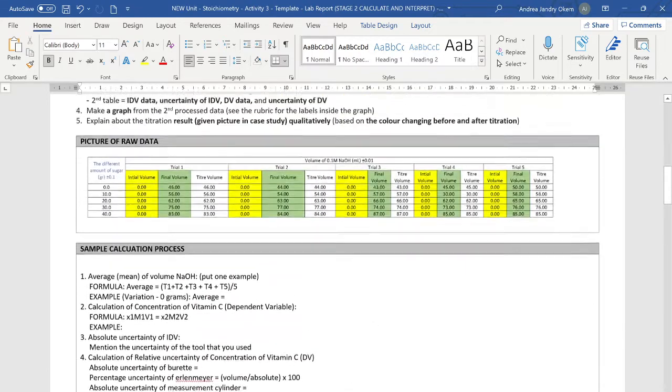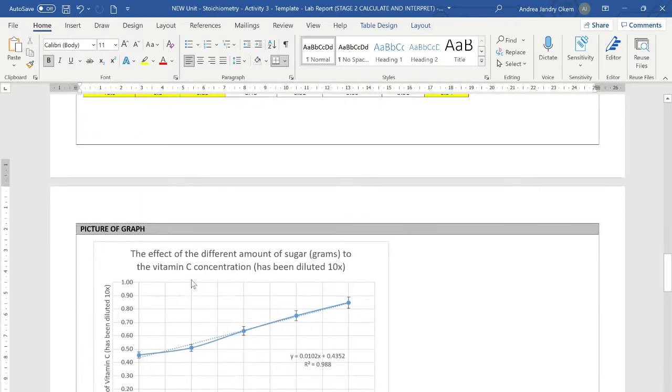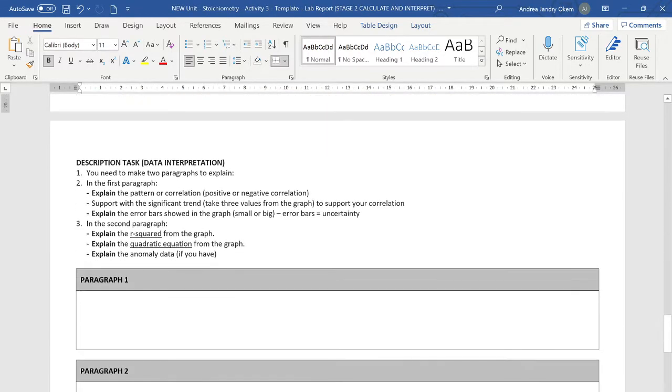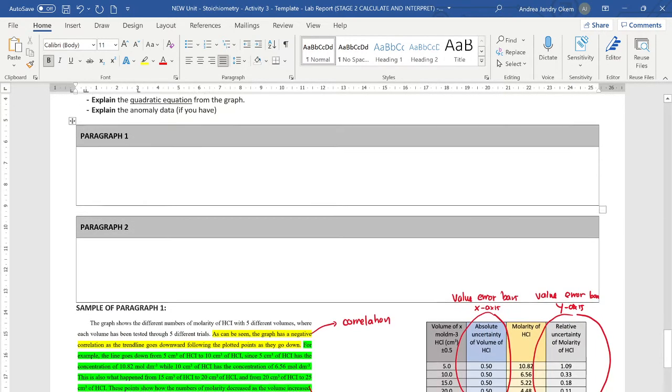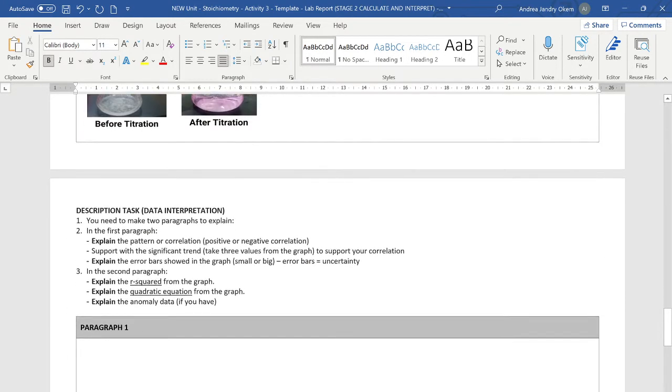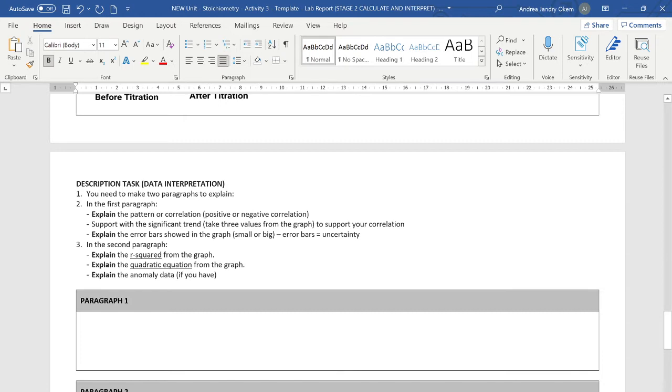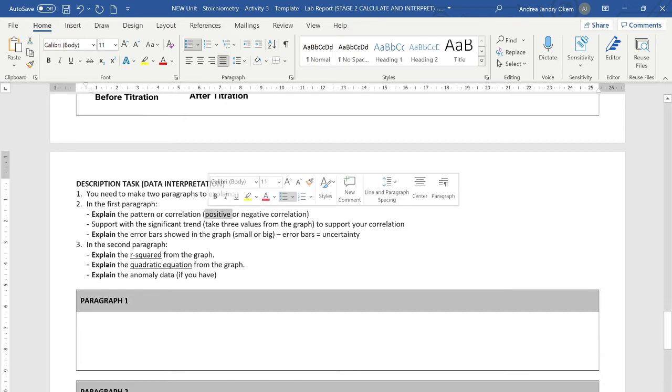We have already got the data calculation in here. Right now we go to the data interpretation. There are two paragraphs that you need to make. The first paragraph talks about the pattern of correlation, either positive or negative.